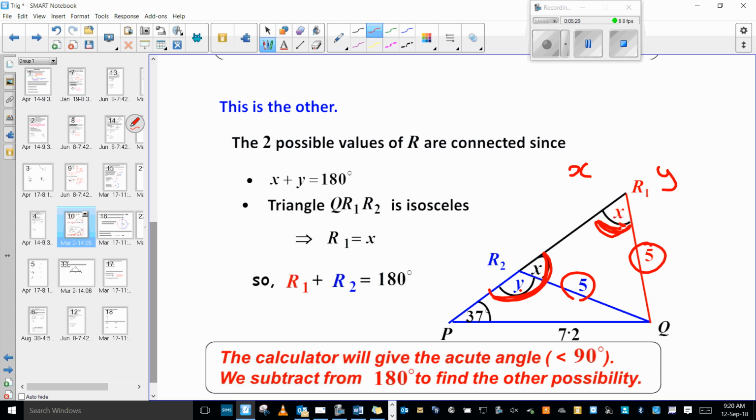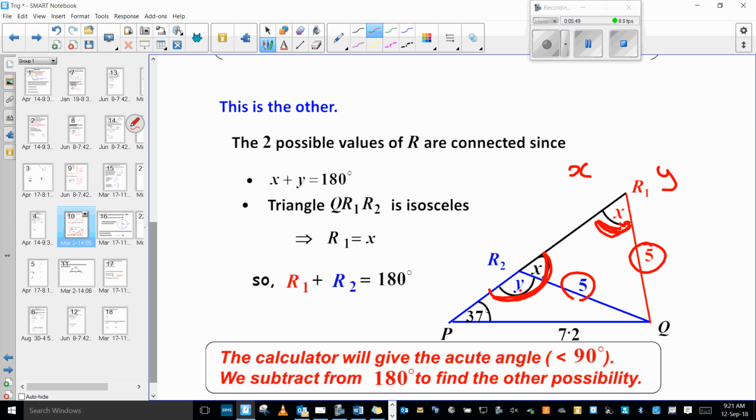Bigger than 90, but less than 180. Okay? So once they've said that it's an obtuse angle, if you did a calculation and ended up finding this one, then you would know that you would have to do that subtraction from 180 to find the other one. But what would that tell you?